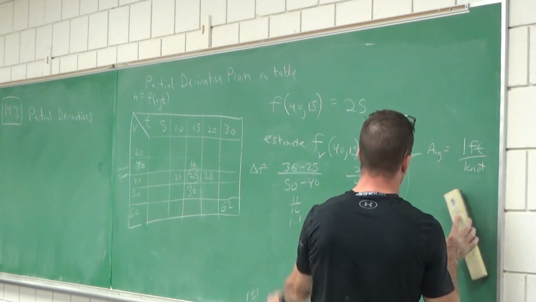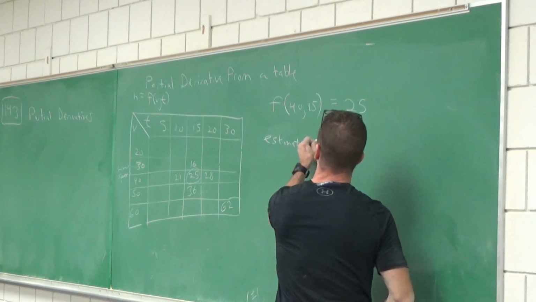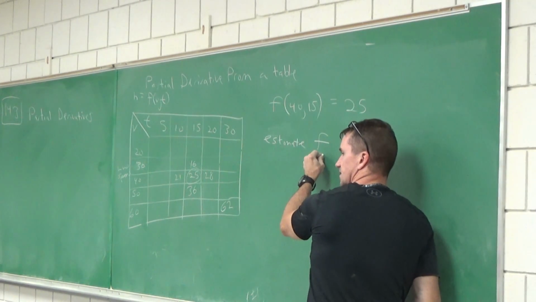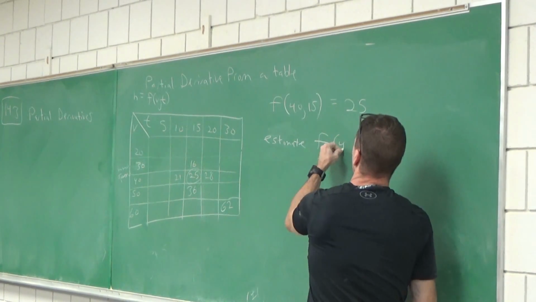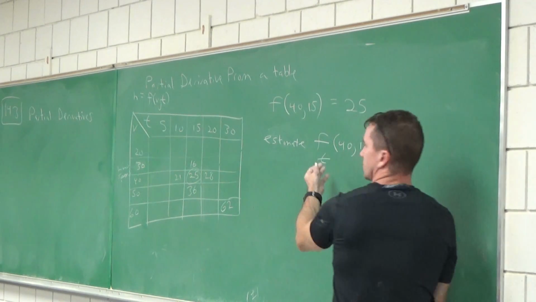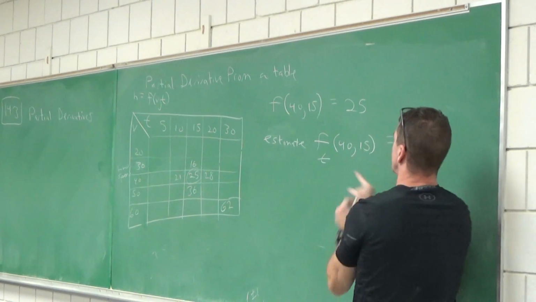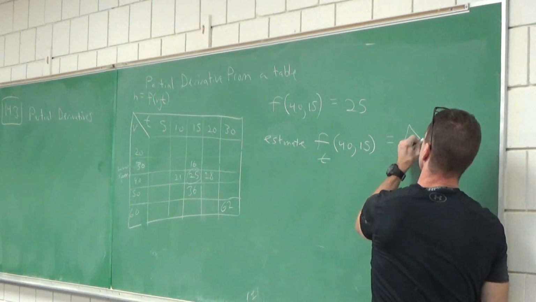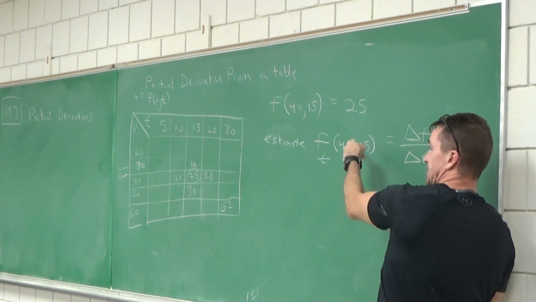So I'm going to erase all this. Estimate F. What's the subscript right there? T. Same point though. So everyone, where's my formula? No formula, I got a table. How do you do this from a table? Change in F values over the change in the T values at that point.